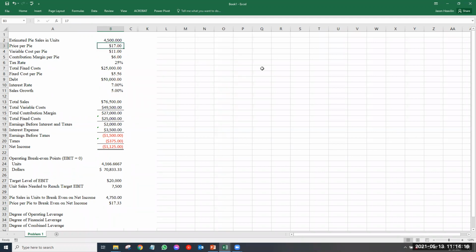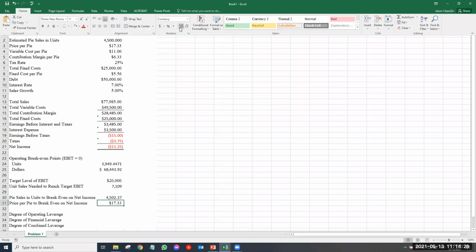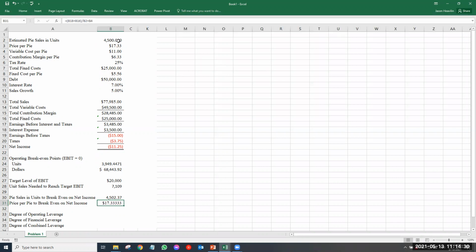So what it's telling us is that if I change the price to $17.33, and really I've got to increase the decimals a little bit because there's a bunch of threes, we get to a net income of 0. Again, it's showing negative because it's a fraction of a penny somewhere in there. So if I manipulate this a little bit and go equals 17 plus 1/3, then it gives me exactly 0.